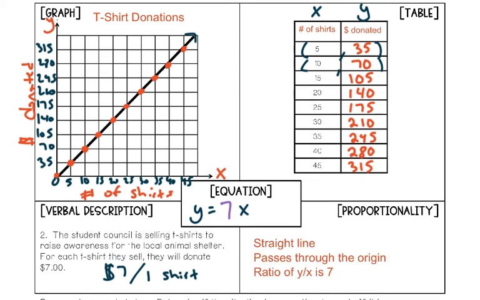So these three things show that this whole thing is a proportional relationship. One, we can write a table, a graph, an equation for it, and it makes a straight line through the graph that passes through the origin. The ratio of all the y's divided by the x is 7. And this rule, or this equation, works for every point in our table and our graph. So in the verbal description, we found that $7 per one shirt is our unit rate. If it has a unit rate or a constant of proportionality, it is proportional.